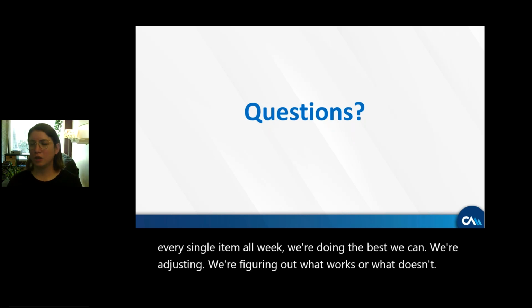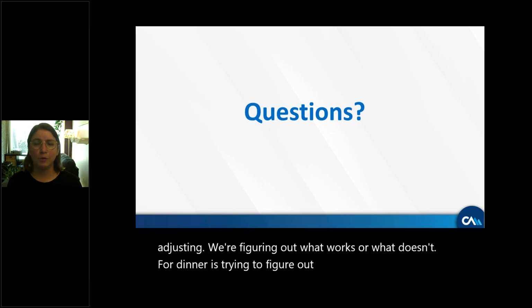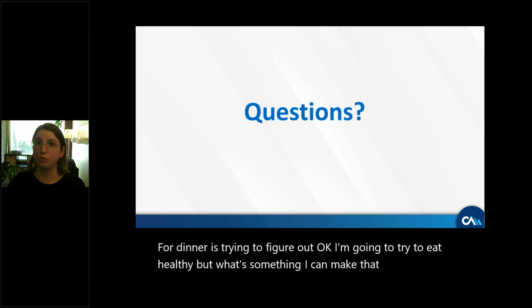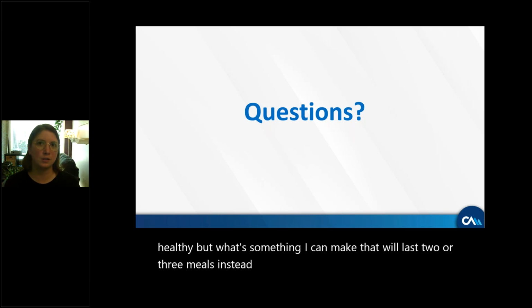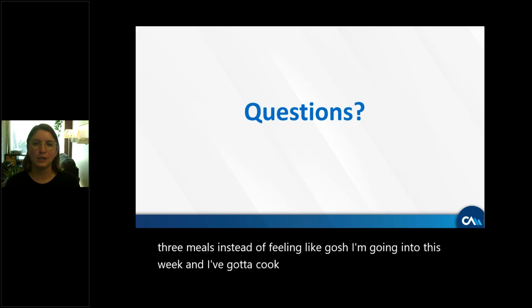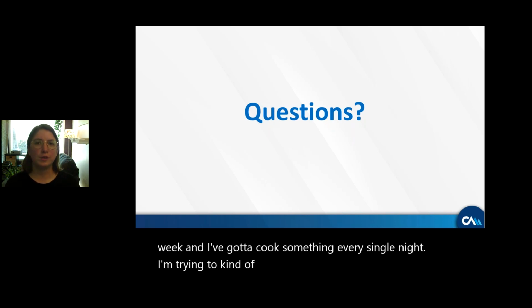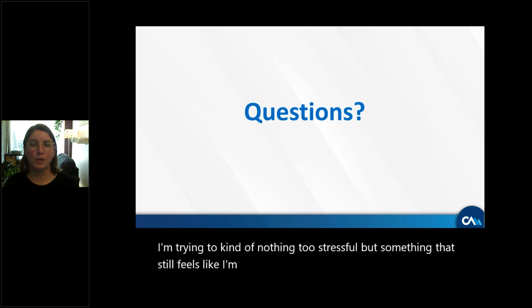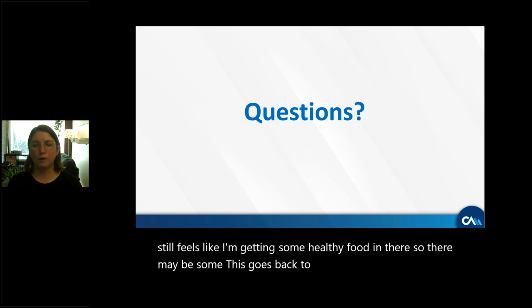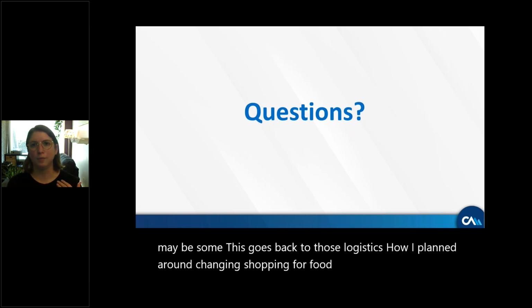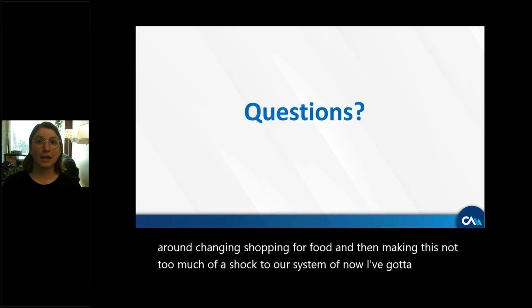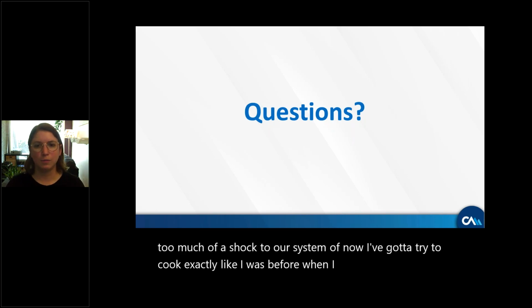For dinners, try to figure out, okay, I'm going to try to eat healthy, but what's something I can make that will last 2 or 3 meals instead of feeling like, oh gosh, I've got to cook something every single night. Nothing too stressful, but something that still feels like I'm getting some healthy food in there. So this goes back to some of those logistics. How have I planned around changing shopping for food, and making this not too much of a shock to our system of now I've got to cook exactly like I was before when I had more time? Those may be some changes.